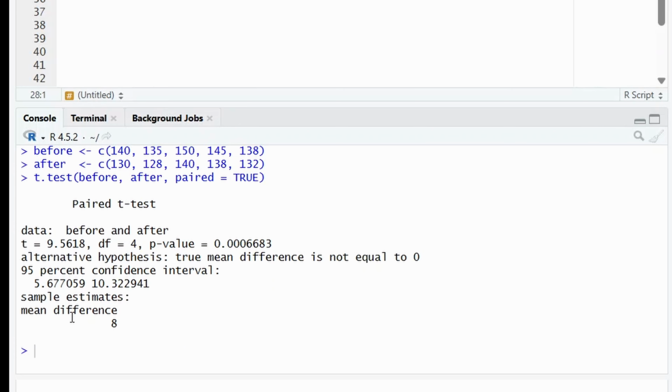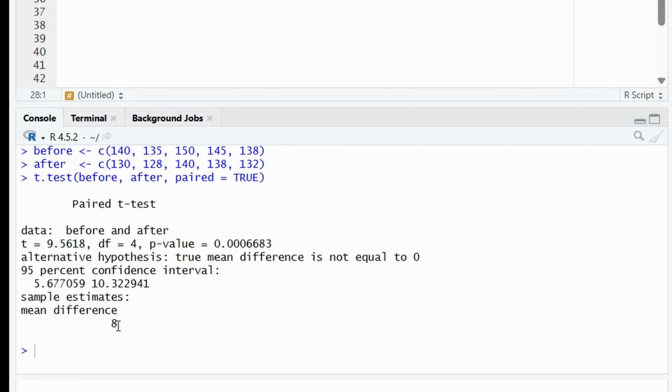Finally, we see mean difference = 8. This means that, on average, the outcome changed by 8 units between the before and after measurements. So what interpretation would we give to these results? Well, even with a small sample, the effect appears statistically significant, consistent across participants, and meaningful in magnitude. However, because the sample size is only 5 individuals, this result should be viewed as preliminary. In real-world public health research, we would want a larger study to confirm the findings.